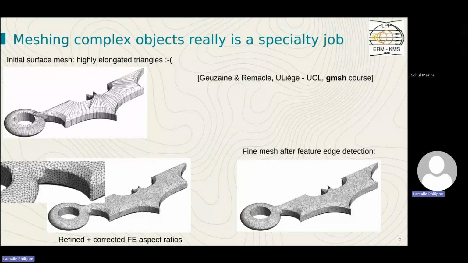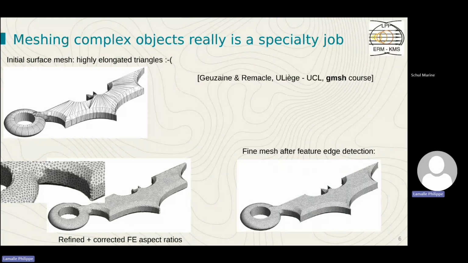I will stress here that meshing complex objects is really a very specialized activity. And here is an example from a very well-known mesher program, which is called Gmsh, developed at the universities of Liège and Louvain, and is really used worldwide in various other programs.